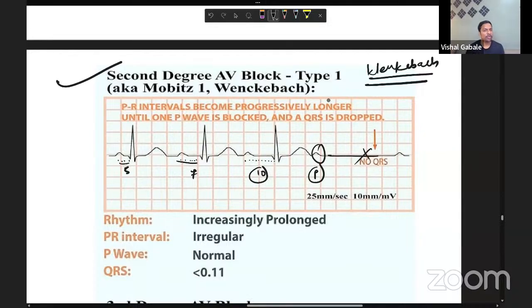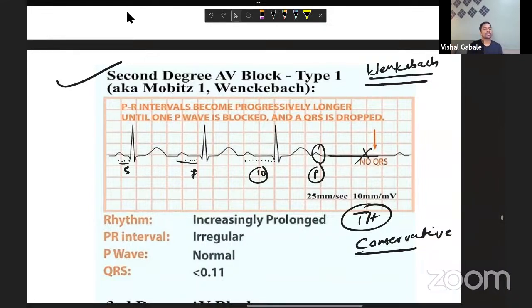Why is it important? Because in this patient, treatment is conservative. If you know it's Wenckebach phenomenon, you don't have to worry. Otherwise, if it's Mobitz type 2 or third degree heart block or high grade AV block, you have to manage it anyway. So that's why understanding the Wenckebach phenomenon is important.